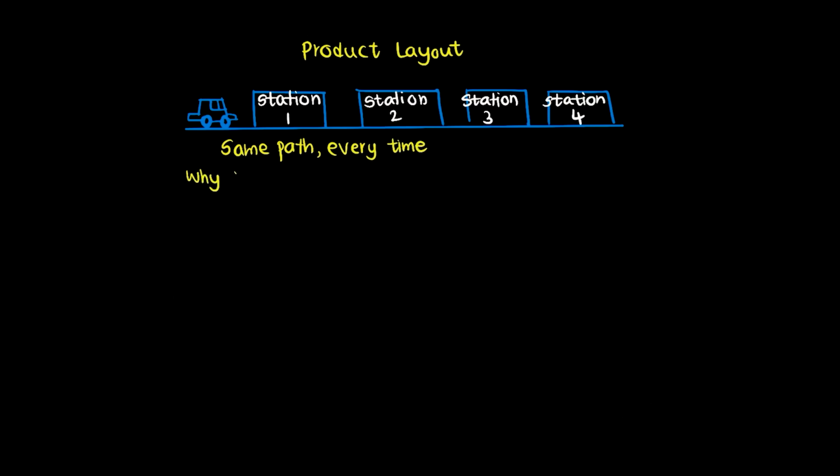A process layout groups similar machines together in departments, all the welding in one area, all the painting in another. Work gets routed between departments based on what each particular job needs.